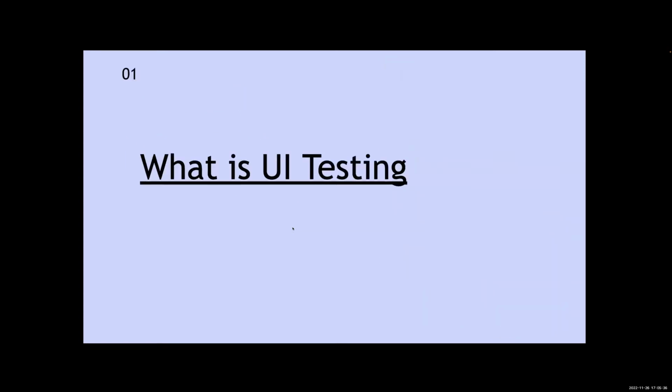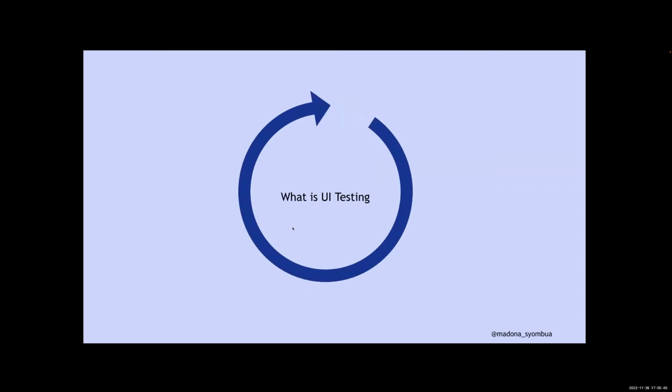But first, what is UI testing? Testing user interaction helps ensure users do not encounter unexpected results and or have a poor experience when interacting with your application. So UI testing basically can be defined as a process in which you verify that all functionality works as expected.